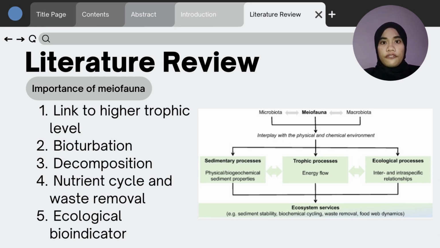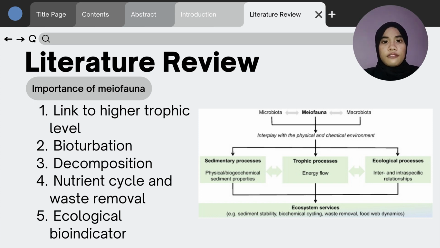Next, the importance of meiofauna for the mangrove ecosystem. Meiofauna link to higher trophic levels, particularly fish and also shorebirds, where meiofauna directly transfer energy between them. Research shows copepods numerically dominate the guts in situ, and nematodes provide some food for young fish.